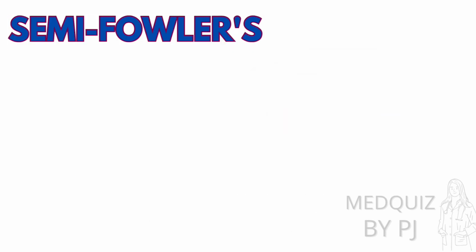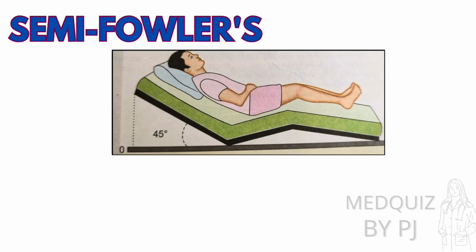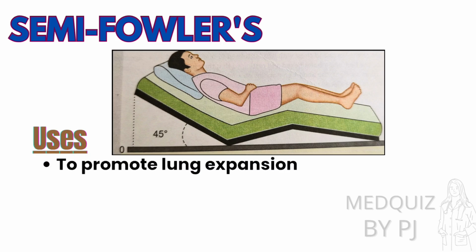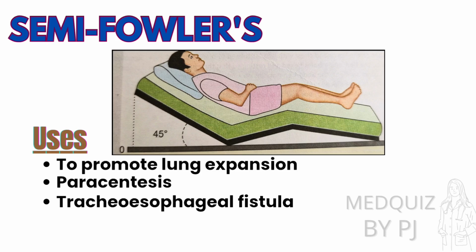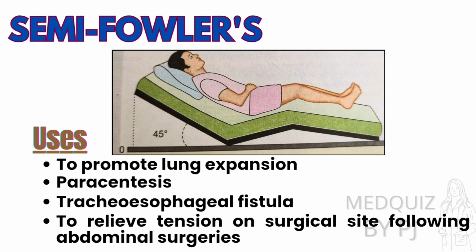Semi-Fowler's position. In this position, the head of the bed is elevated to 45 degrees with flexion at the level of waist. Uses. To promote lung expansion. Paracentesis. Tracheoesophageal fistula. To relieve tension on surgical site following abdominal surgeries.